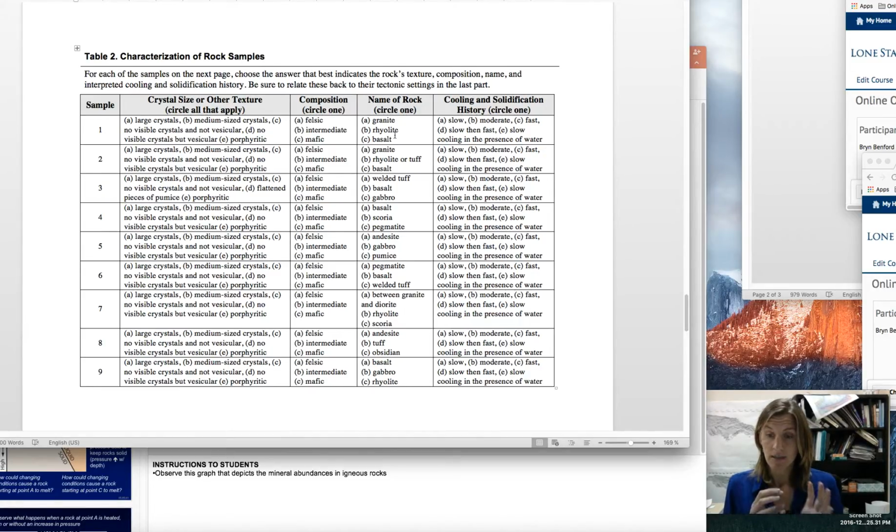If you see something porphyritic, so two grain sizes, remember from the lecture, that's telling you there was time for things to cool slowly, and then all of a sudden it got erupted, and then it had to cool really fast. So porphyritic is your slow then fast.